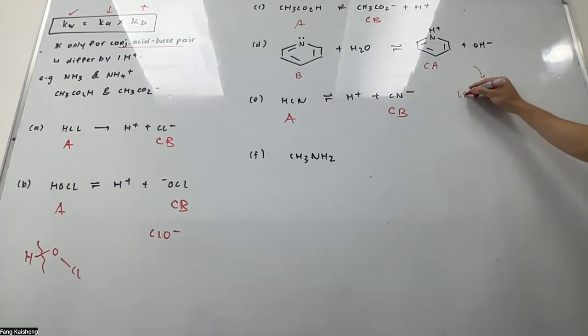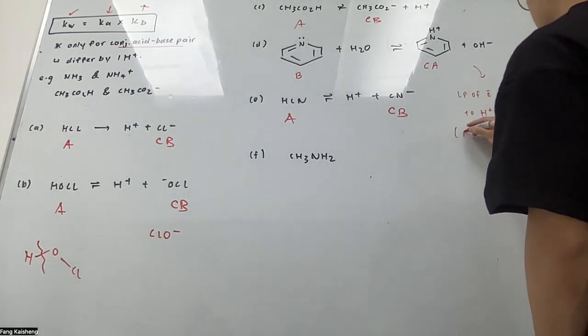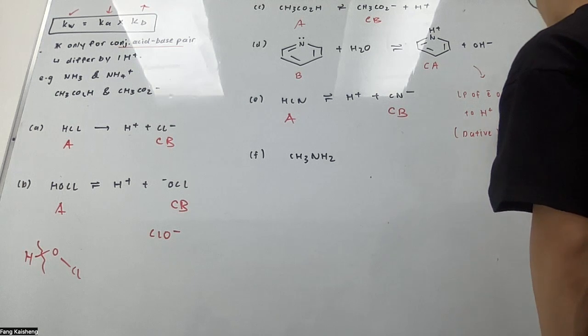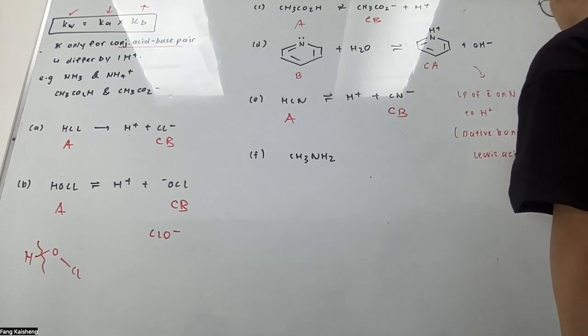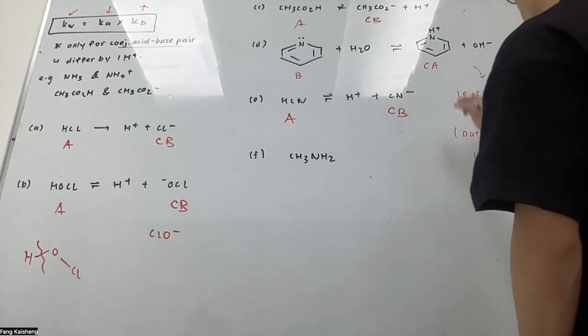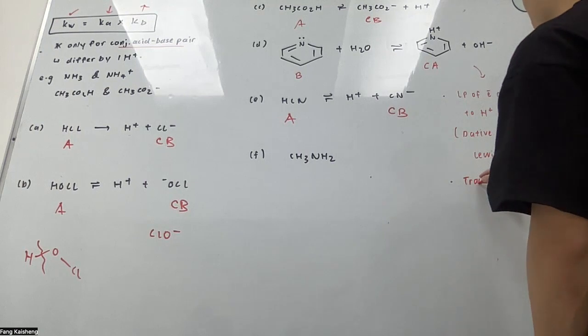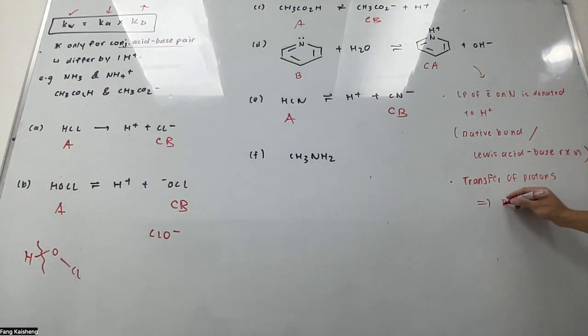So the lone pair of electrons on nitrogen is donated to the H plus. In other words, this is a dative bond, and this is a Lewis acid-base reaction. But at the same time, because there's a transfer of protons, so put another separate point, the transfer of protons, H plus, also implies there is the Bronsted theory involved.